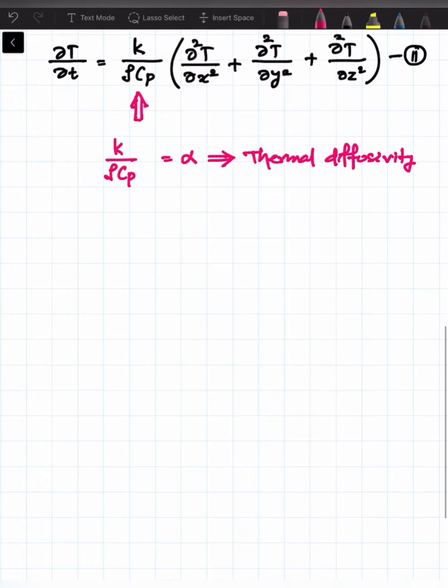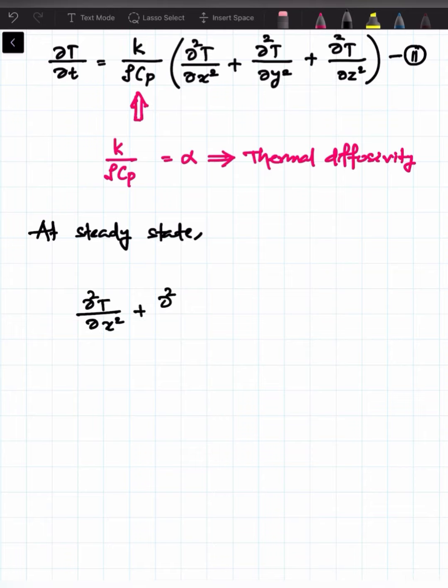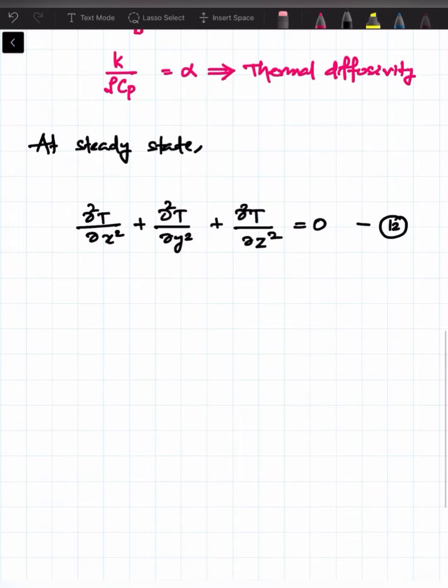Okay. Equation number 11 is a very important equation, and if you want to write this equation at steady state, then the entire left hand side goes to 0, and the equation becomes partial square T partial x square plus partial square T partial y square plus partial square T partial z square equals 0. This is for the Cartesian coordinate system. This is the steady state conduction equation in 3D.